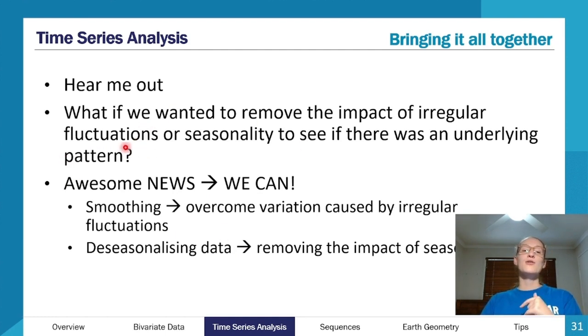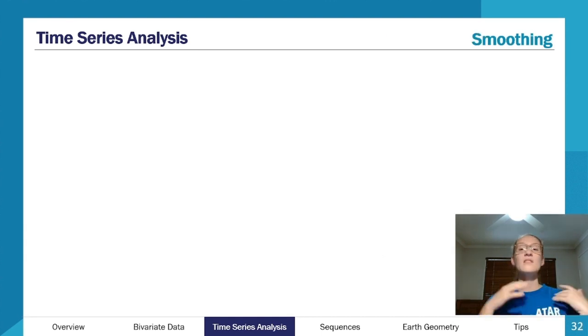When we're talking about irregular fluctuations, we're talking about those random ups and downs that might obscure the underlying relationship. It can make what's going on really hard to see, because it looks really messy, up and down. But if we apply smoothing, we can remove the effects of that and look for those underlying patterns and trends. And if we have seasonality present in our data, by deseasonalizing it, we can remove the impact of seasonality, so that we can see if, putting the impact of seasonality aside, we actually have any trends or patterns there.